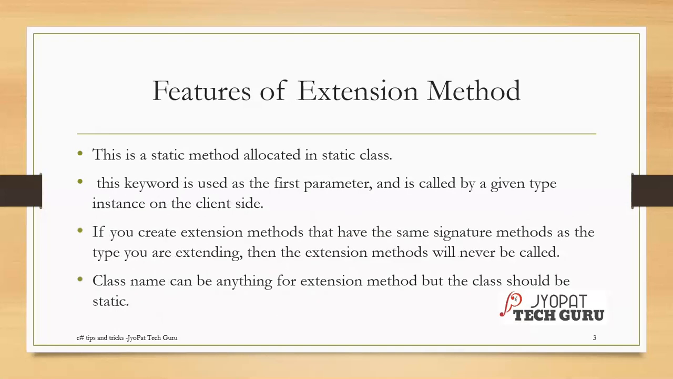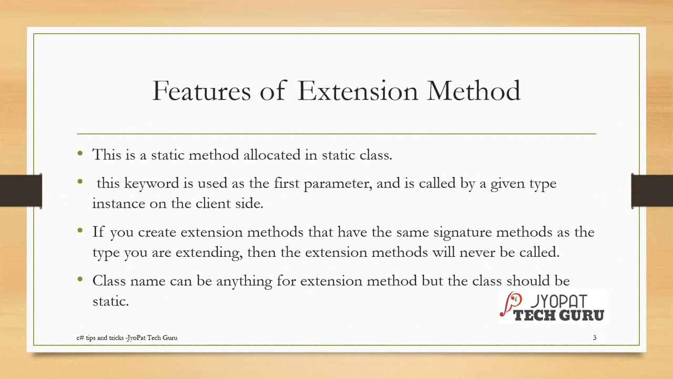So which are the other features of an extension method? This is a static method defined in a static class. The this keyword is used as the first parameter and is called by a given type instance on the client side. So the this keyword is a must whenever you are defining an extension method. If you create extension methods that have the same signature as methods of the type you are extending, then the extension methods will never be called. So you should be careful while handling extension methods.